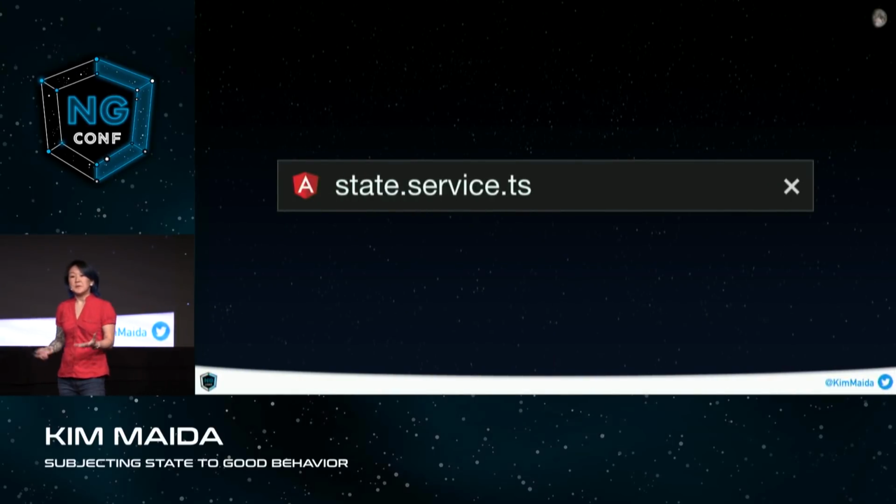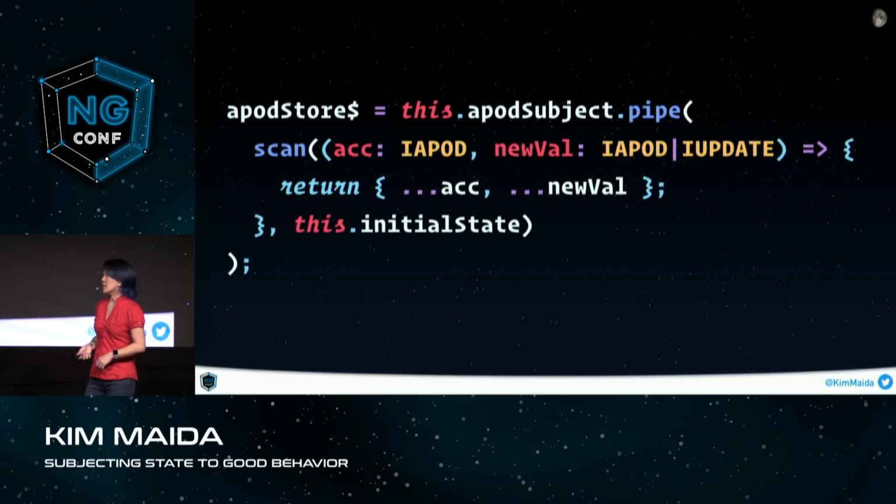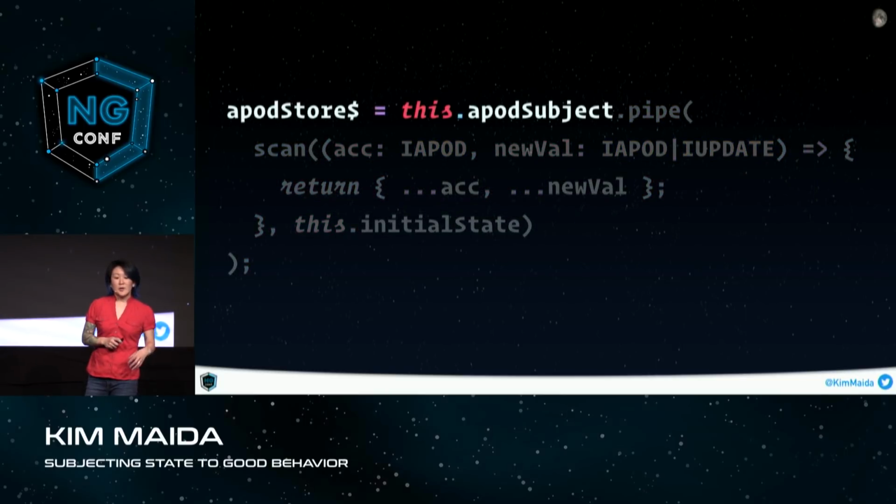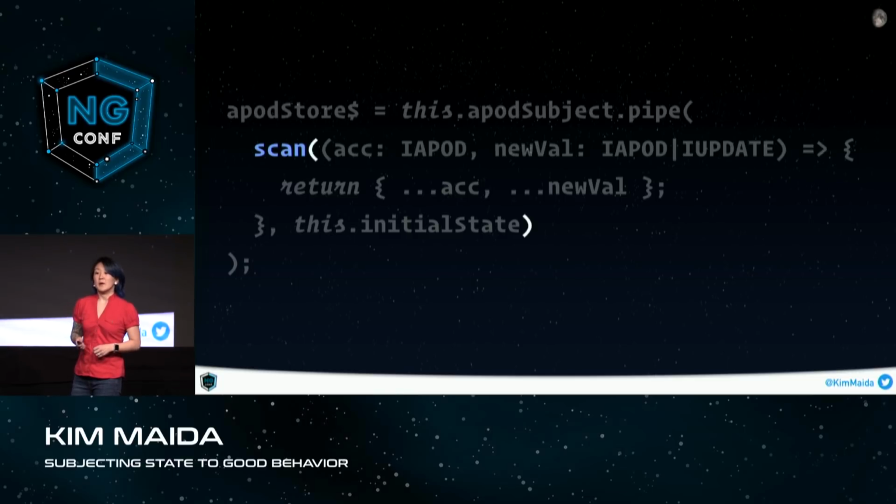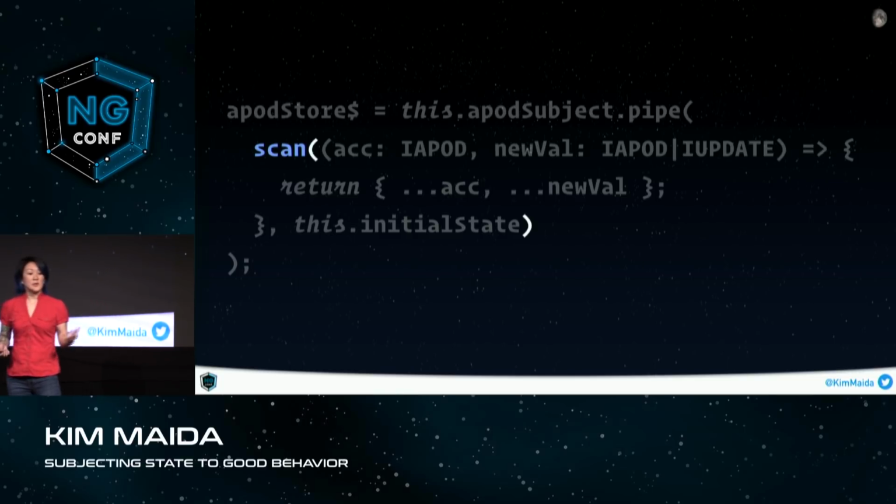This is pretty simple as far as state requirements go. But what I'm going to do is create a state service. And in that service, I'm going to have something that looks like this. Now, I am creating my public apod store observable based on my private apod subject. And then I'm going to use the scan operator. And this gives me access to a couple of interesting things.